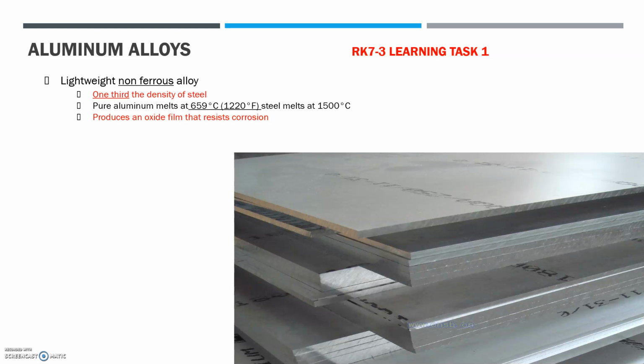This alloy is 1/3 the density of steel and has one of the lowest melting temperatures at 659 degrees Celsius. As a comparison, steel melts at 1538 degrees Celsius. It's quite a difference. The thin oxide film that aluminum produces is highly resistant to corrosion.